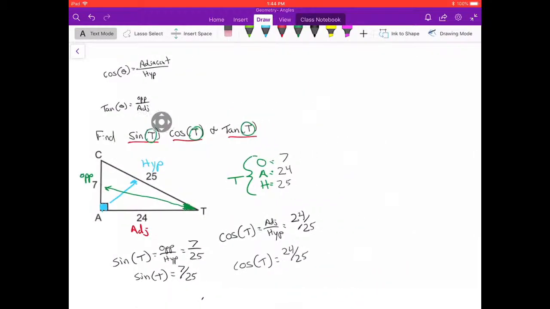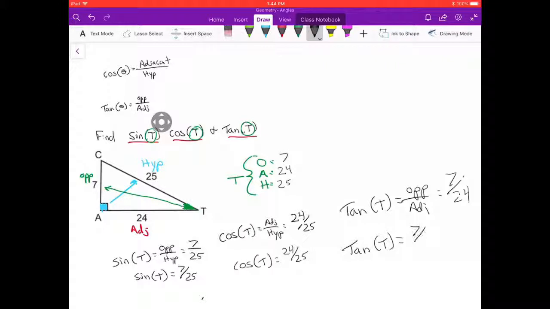And then lastly, I'm going to do the same thing for my tangent. So my tangent of angle t is my opposite side over my adjacent side. So that's going to be 7 over 24. And my tan of t is 7 over 24. So these would be your 3 answers.